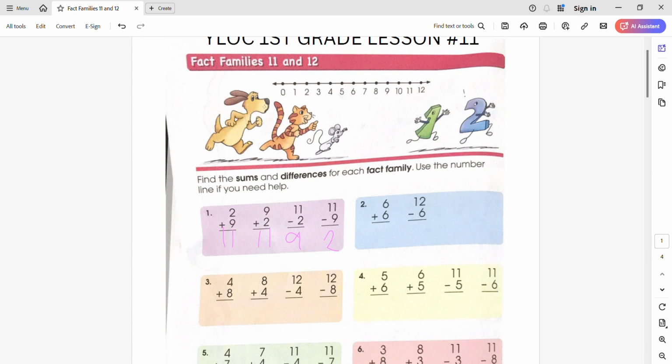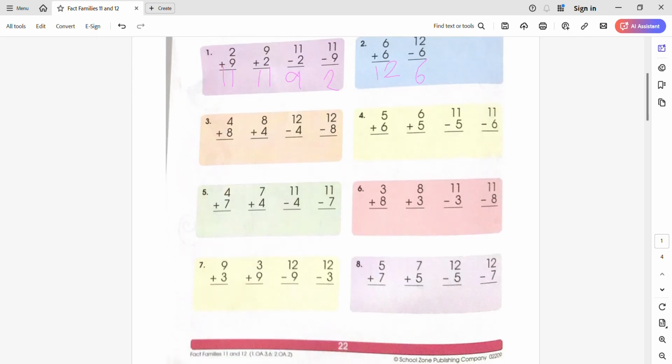6 plus 6, let's use the number line for this. So let's say we start at 6. Then from here we add 6, so we go right. 1, 2, 3, 4, 5, 6. We arrive at 12, right? And we can see this number 12 right over here. So our sum will be 12, and our difference right here will be 6. Very simple once you have this memorized.